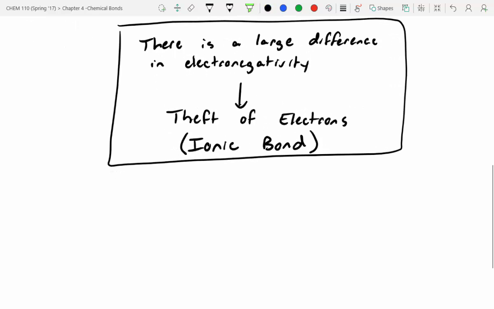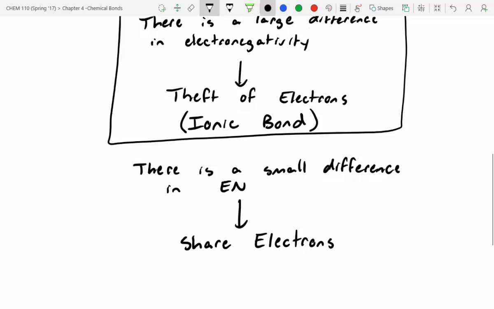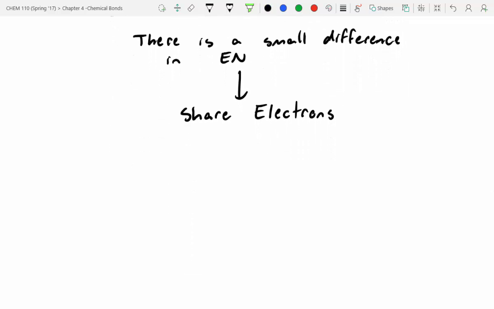If there's a really small difference in electronegativity, we end up not stealing electrons, we end up sharing electrons. I'm just going to abbreviate electronegativity as En. So if there's not a huge difference, they're content just sharing them. There doesn't need to be any stealing. And this is called a covalent bond.